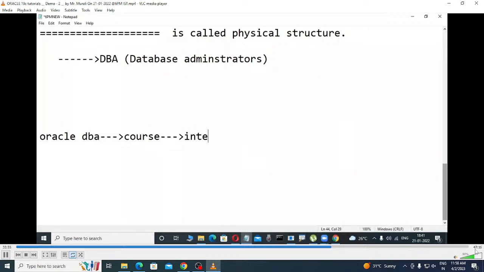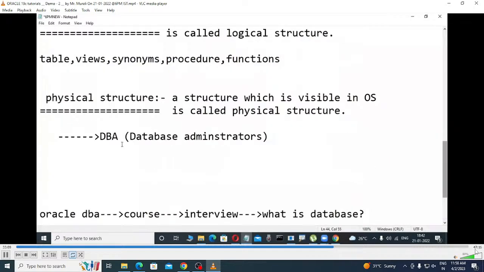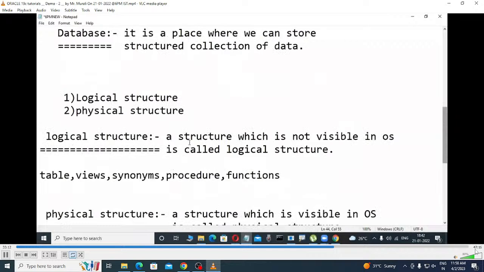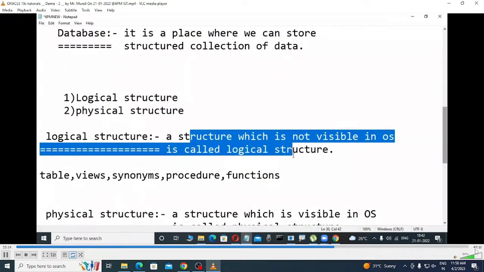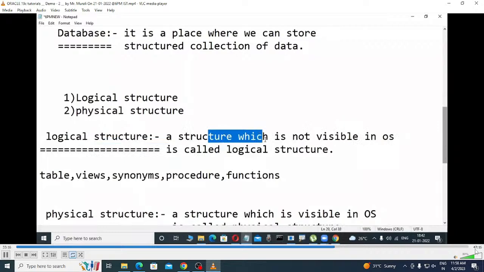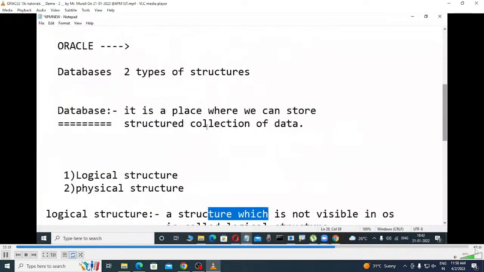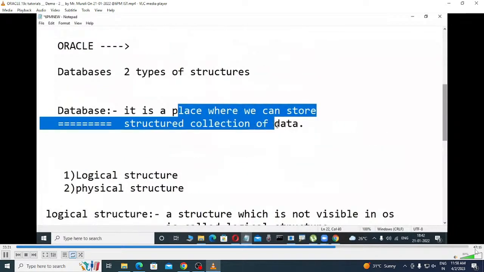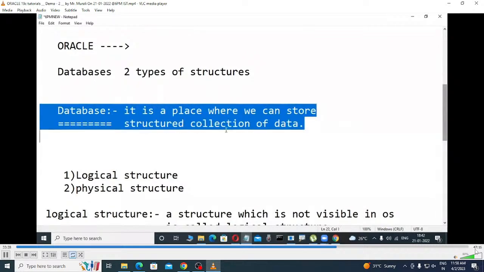Observe here, the interview. Roughly, my interviewer asks, Murali, what is a database? Whenever they ask what a database is, I say, it is bookish knowledge, a structured collection of interrelated data that is stored somewhere. If I say a structured collection of data, I'm immediately rejected. Why? Because this is the developer definition.